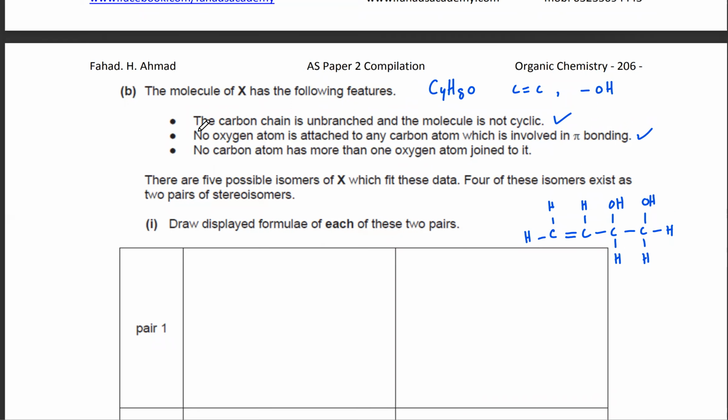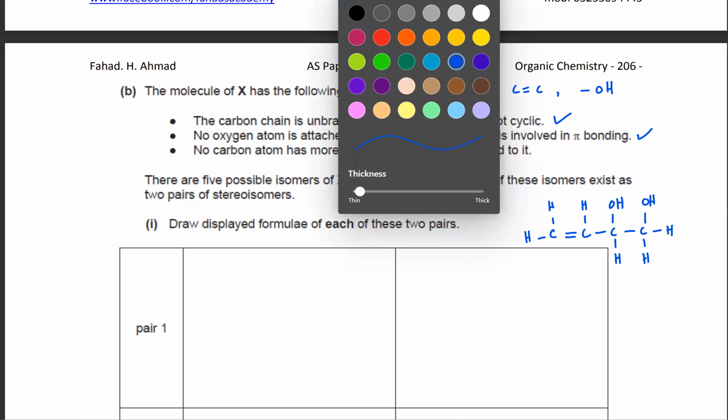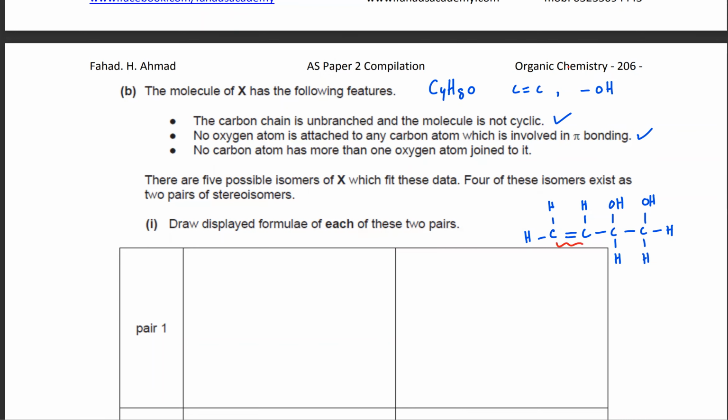So the second statement is saying that the oxygen atom in the OH group should not be attached to any carbon atom which is involved in pi bonding. So if you have your double bond over here, then the OH groups must be on some other carbon atom, right? Is this clear? Yes. And then no carbon atom has more than one oxygen atom joined to it, which basically means that you can't have 2 OH groups on the same carbon atom. That's the third statement.